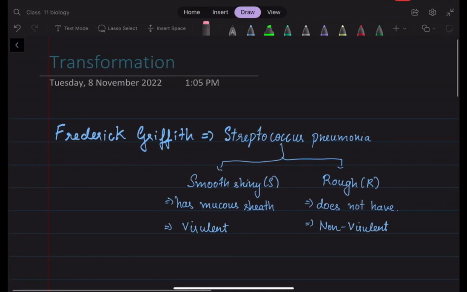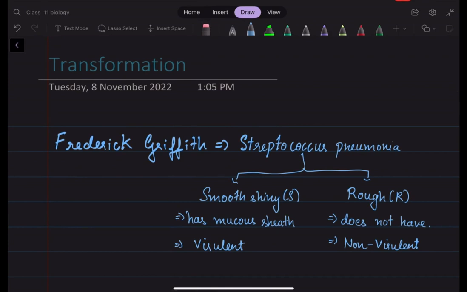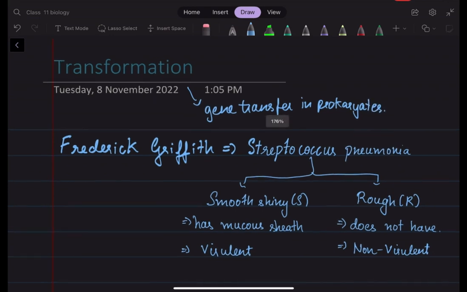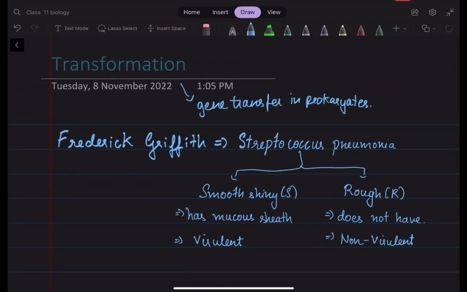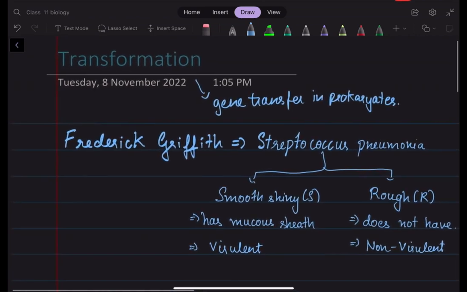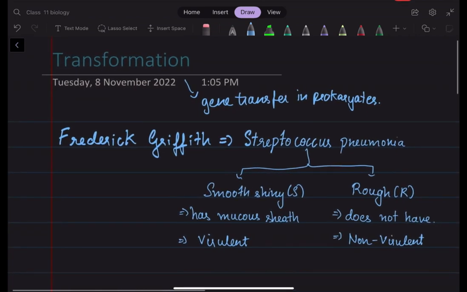In this video, we'll be learning about transformation. So transformation is a method of gene transfer in prokaryotic cells, that is the bacterial cells. This is a phenomenon that most closely resembles the sexual reproduction found in eukaryotes.